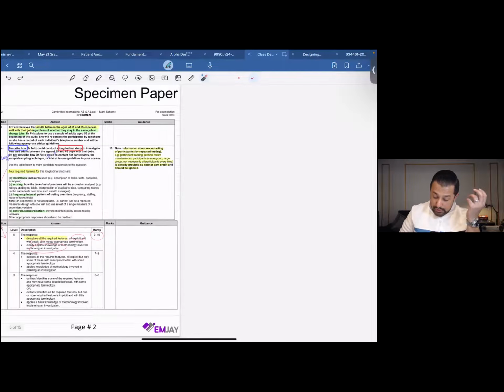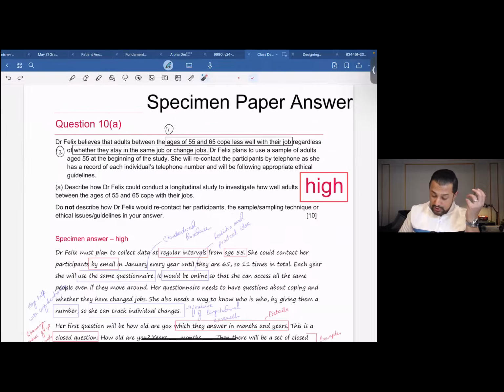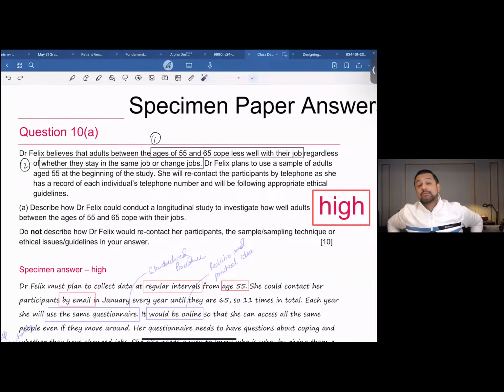So we just spoke about the question that we have in the specimen paper for 2024, 2025, respectively. This is the same case that we just read off, the first essential point, the second essential point. This is the question. I'd like to read out the question. Again, the question says, describe how Dr. Felix could conduct a longitudinal study to investigate how well adults between the ages of 55 and 65, I'm talking about this part, just highlight it.